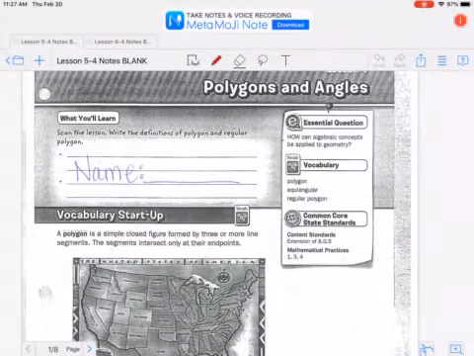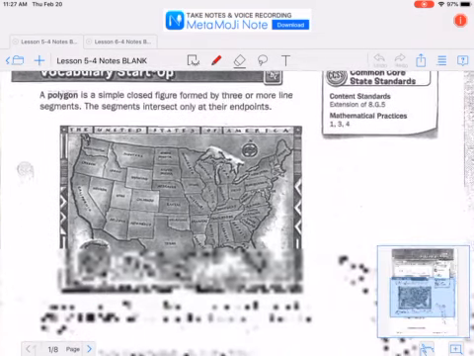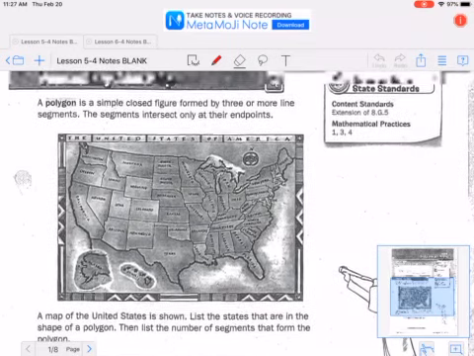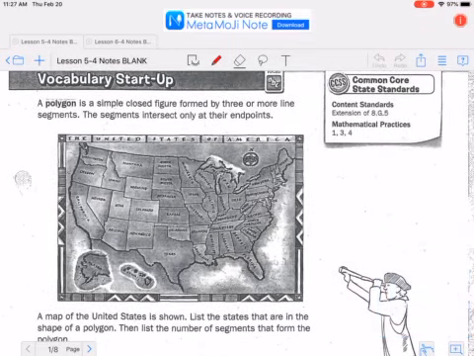Alrighty, everybody. So today we have lesson 5-4, which is all about polygons and angles. So what I want you to do is start up with the vocabulary startup. It says a polygon is a simple closed figure formed by 3 or more line segments. So remember, line segments are straight lines. The segments intersect only at their endpoints.